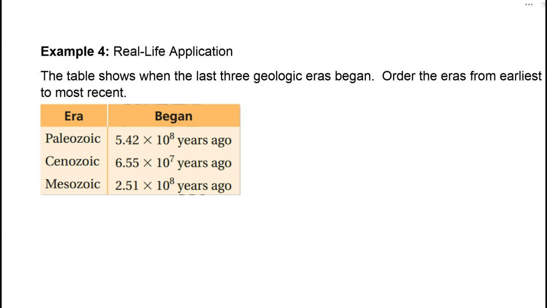And last one. The table shows when the last 3 geologic eras began. So I need to order these eras from earliest to most recent. So what you need to do first is figure out what they are in standard form. So 5.42 times 10 to the 8th, I need to move my decimal 8 times. 1, 2, 3, 4, 5, 6, 7, 8. And that becomes 5, 4, 2, 0, 0, 0, 0, 0, and 0.